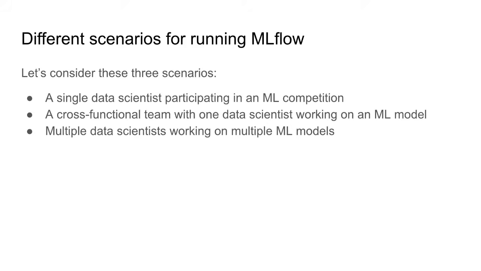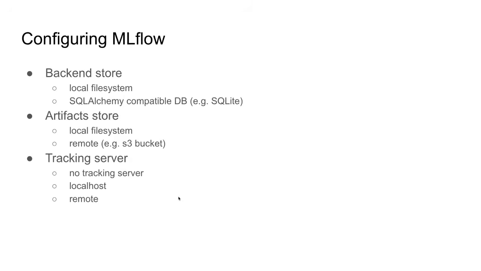So as you can see, depending on the context, you may want to configure MLflow using a different setup. To do that, you need to think about three main aspects. The first one is what is the backend store of MLflow. So the backend store is basically where MLflow will save all the metadata about your experiments. That means the entities like metrics, parameters, tags, and this can be saved into your local file system.